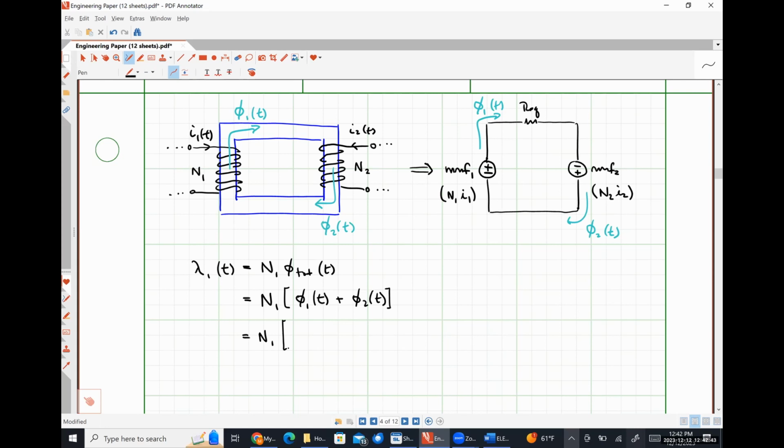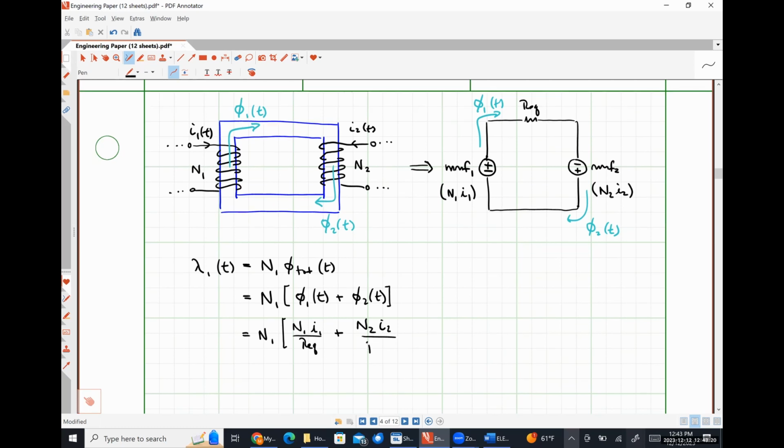Just use Ohm's law for magnetic circuits, right? So we would have Ni divided by the equivalent reluctance. Since we're dealing with coil one, that's going to look like N1 I1 divided by the equivalent reluctance seen by coil one, which is just the equivalent reluctance of this particular core. And the flux of coil two is simply going to be N2 I2 divided by that same equivalent reluctance.